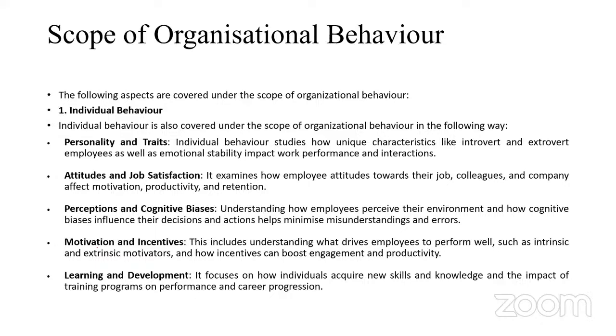The next one is attitudes and job satisfaction. It examines how employees' attitudes towards their job, colleagues, and companies affect motivation, productivity, and retention. That is all under attitudes and job satisfaction. Then perception and cognitive biases. Perception is nothing but how employees perceive their environment, how employees interpret what is happening around them. That is perception.